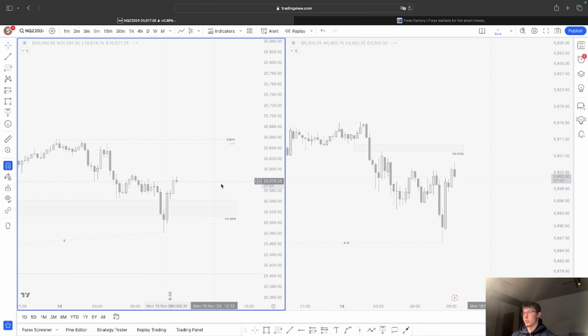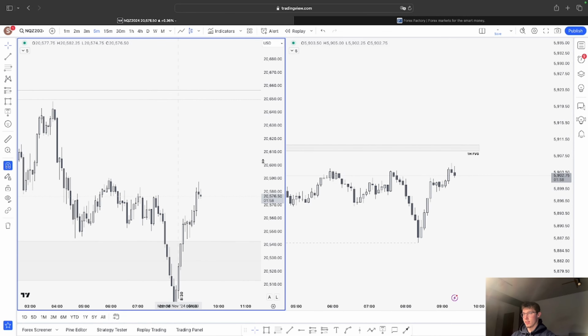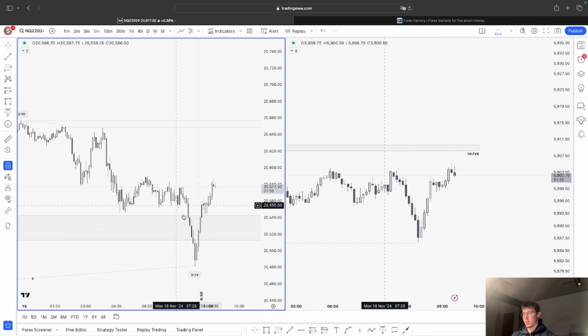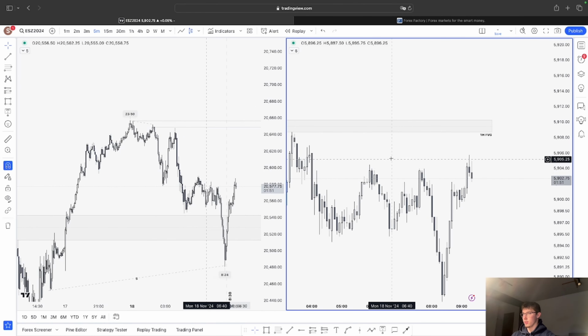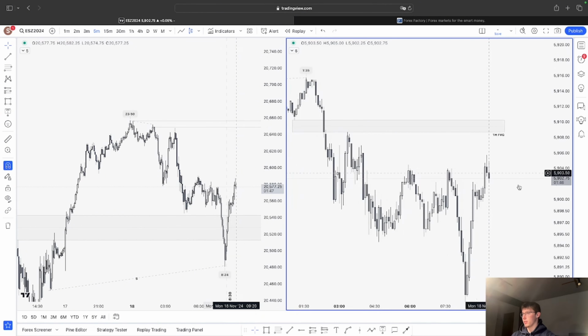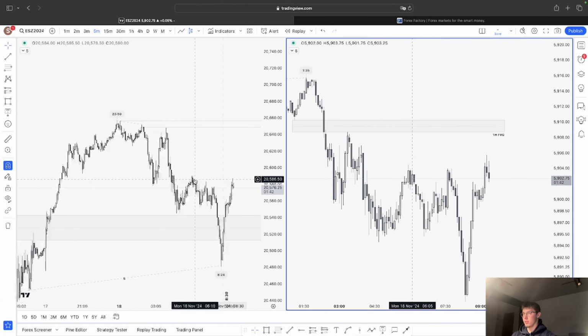But yeah, let me jump into 5 minute. 5 minute. Yeah, this accumulation here, setting market maker buy model. Some type of SMT here, but I don't care. There is also this SMT.